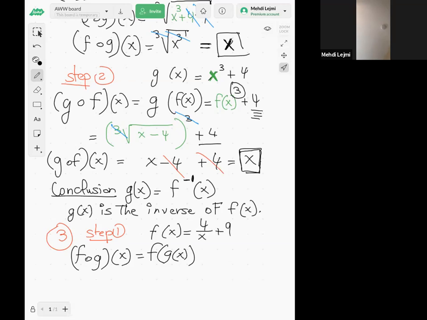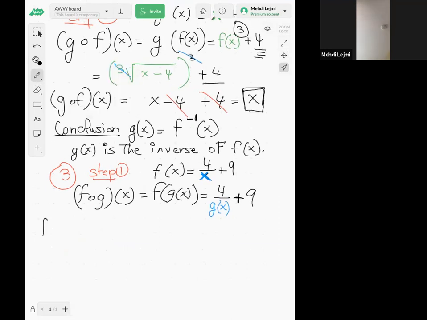So here's my x. It's in the denominator, right? So we're going to have 4 over g. So here's my g of x, and then there is plus 9. This is plus 9 here. All right, okay, so let's do it.